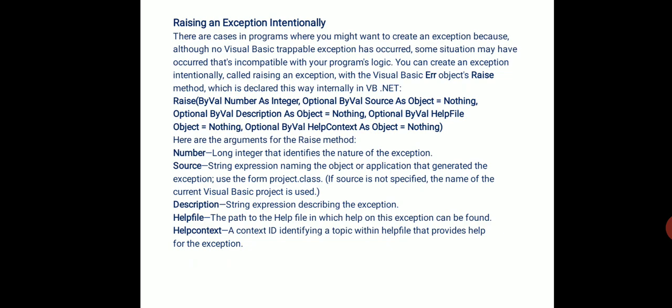See the arguments. Number, ByVal Number As Integer, means a long integer that identifies the nature of the exception. Source is a string expression naming the object or application that generated the exception; use the form object.project.class, that means the file name. Description is a string expression describing the exception. HelpFile is the path to the help file in which help on this exception can be found, and HelpContext is the ID identifying a topic within the help file that provides help for the exception.